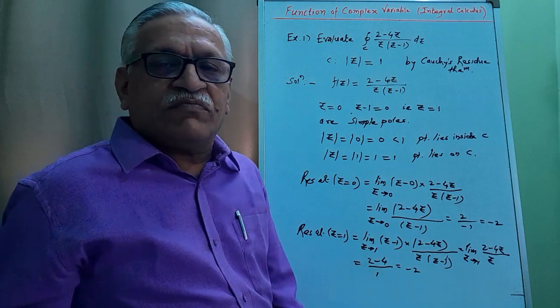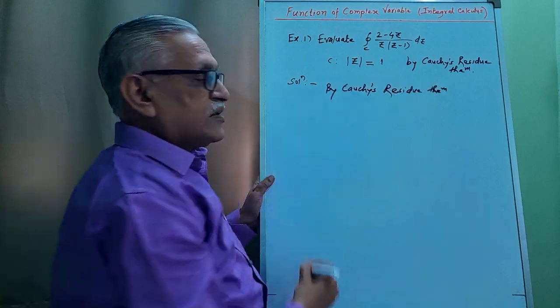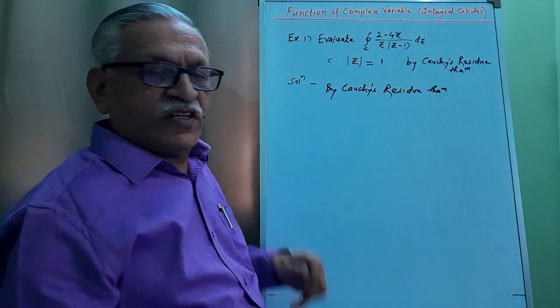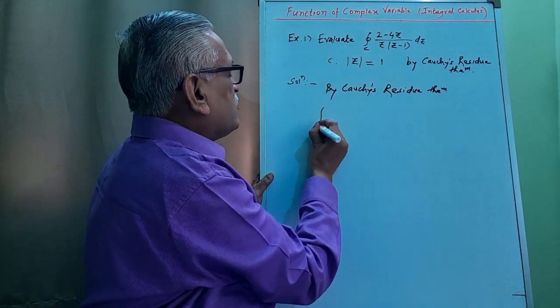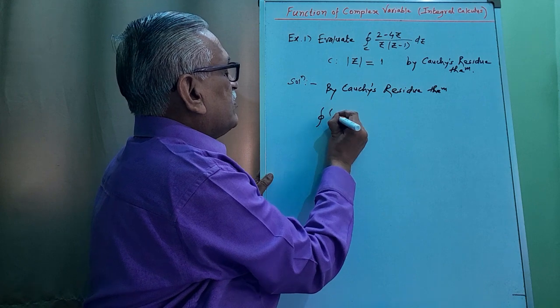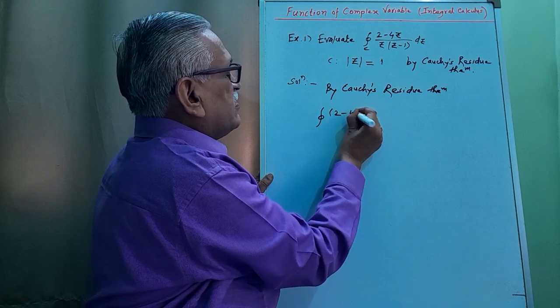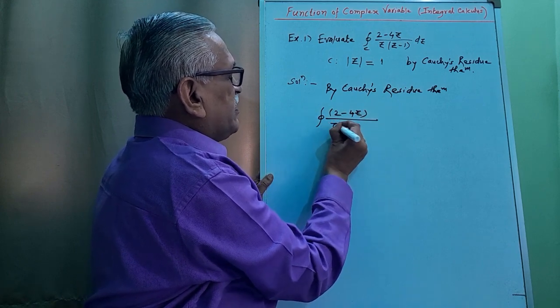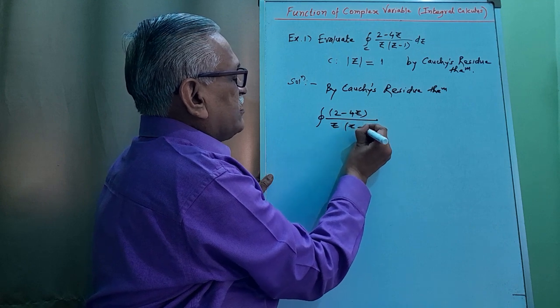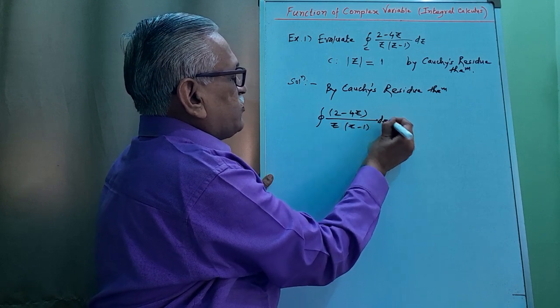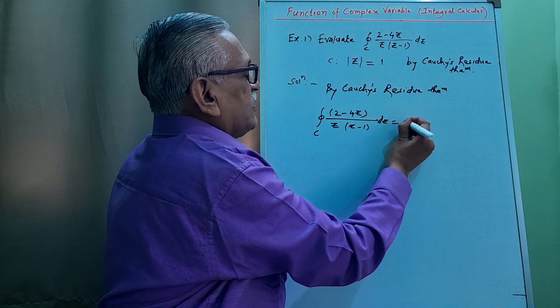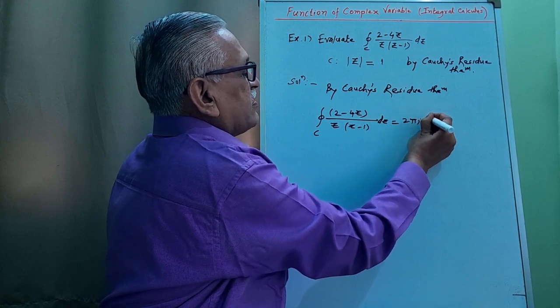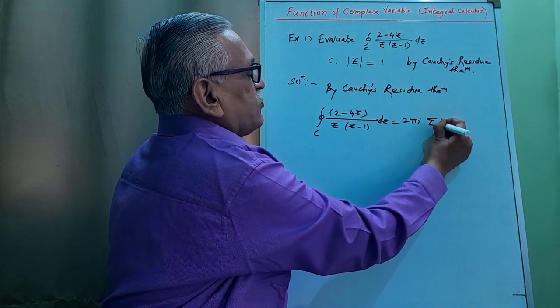And then we apply Cauchy's residue theorem. The value of that contour integral of (2 minus 4z) whole divided by z multiplied by (z minus 1) with respect to z over the closed curve C is 2 pi i into the sum of the residues.